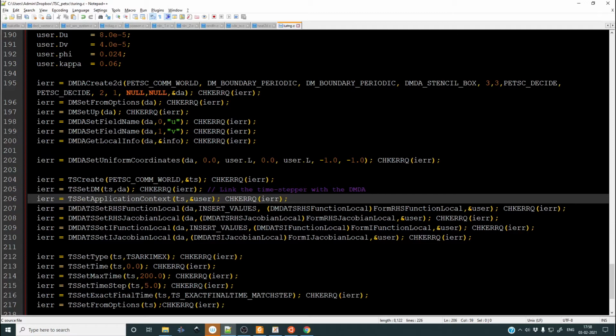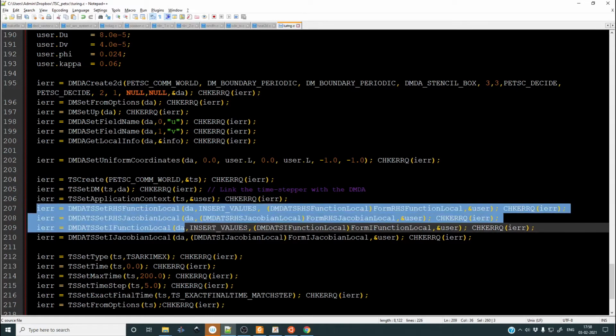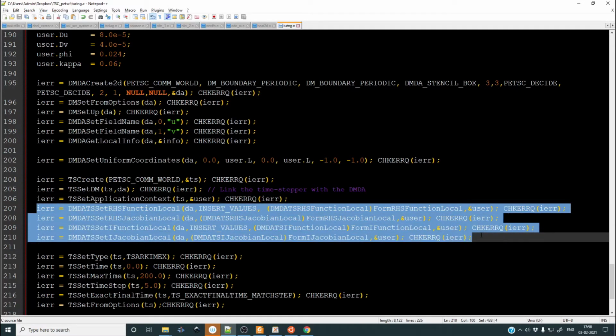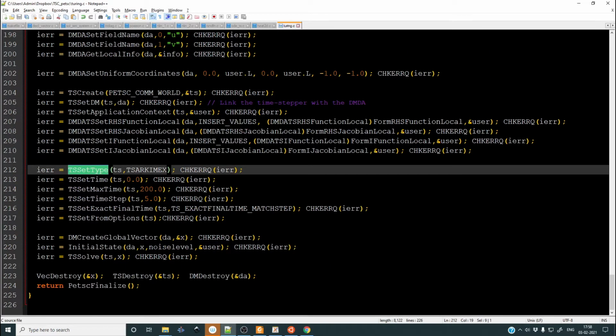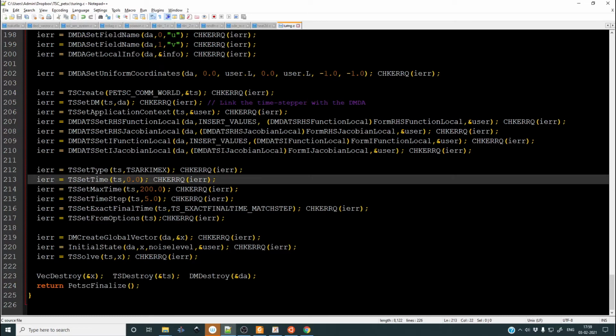Then you have DMDATSSetRHSFunction. Here you are setting the RHS function and the Jacobians. And the time stepper type is TSARKIMEX, which stands for adaptive Runge-Kutta implicit-explicit. So it's an advanced time stepping routine, but we can use Crank-Nicolson or anything. But in this case, this gives us the best performance, so I've written it like this.